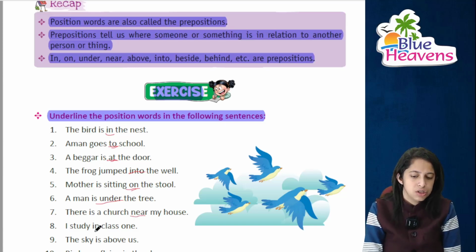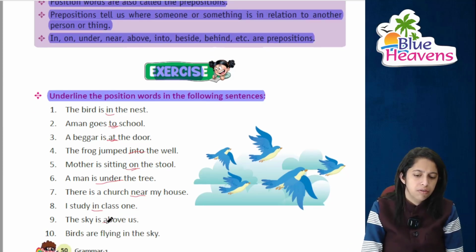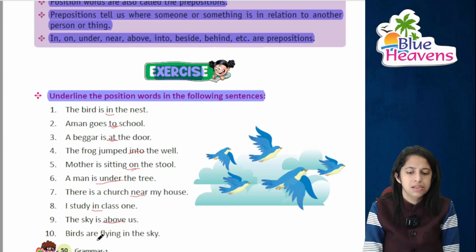I study in class 1, मैं class 1 में पढ़ता हूँ. The sky is above us, ये above क्या है? Preposition है, right? और is तो क्या है? Main verb है. Birds are flying in the sky, in क्या है? Preposition, right? So I hope you all understood this chapter.